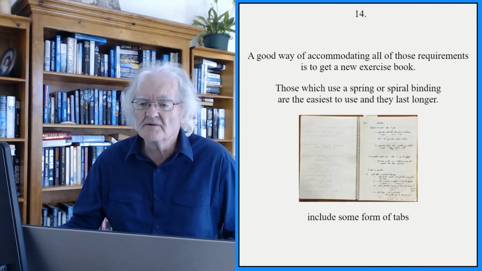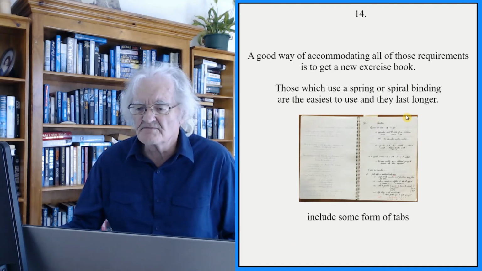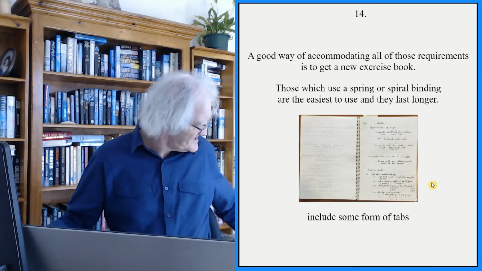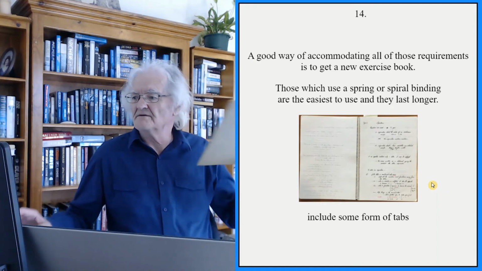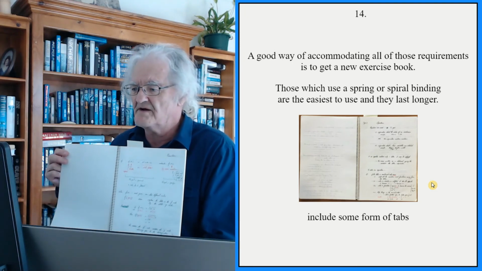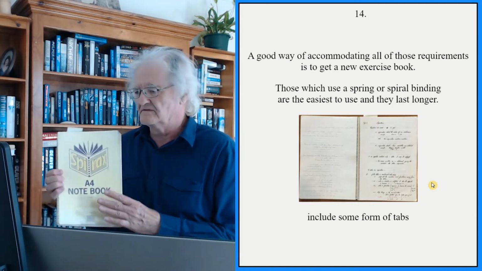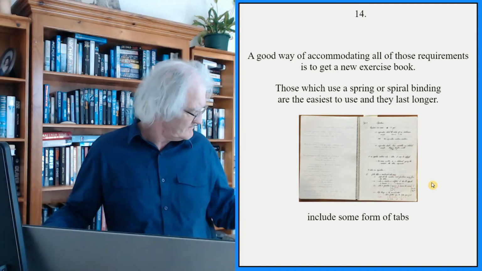A good way of accommodating all those requirements is to get a new exercise book. Those which use a spring or spiral binding are the easiest to use and they last longer. It's helpful if you include some tabs across the top or down the side or both. Here is an example of a book which was used. It's actually the one from the photograph. This has remained quite viable for 20 years.